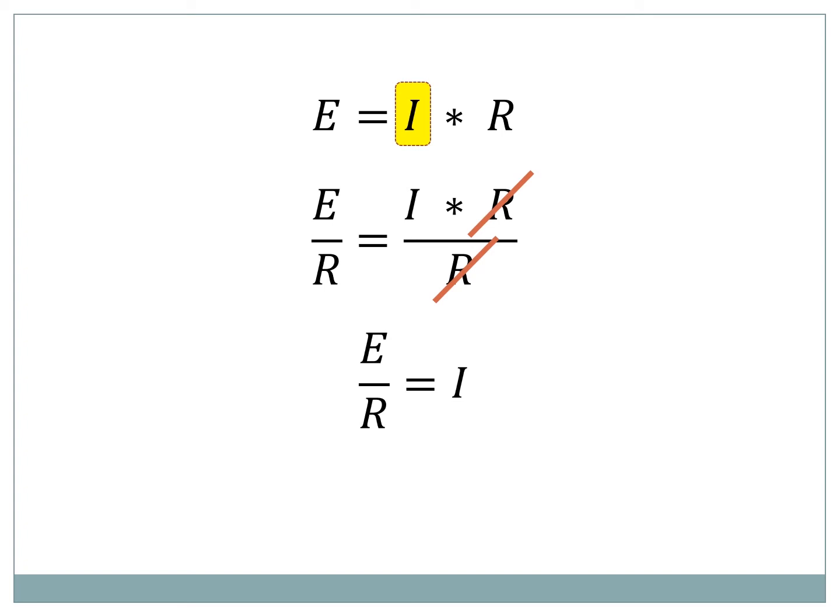So this is transposing. It's basically taking a value that we want and we isolate that by getting rid of everything else that's on the same side. And in order to do that, we have to do the opposite function of whatever that math is.